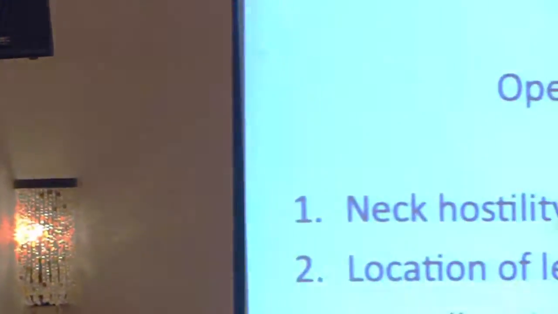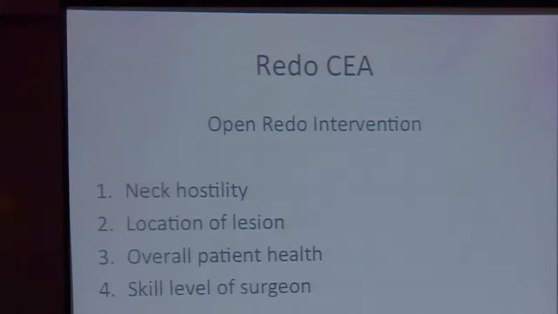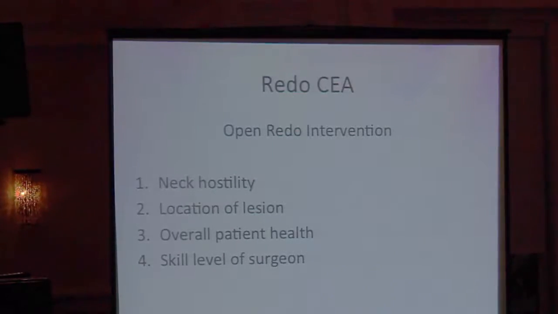The reason that people are afraid to do a redo operation is that we consider the neck on a redo operation to be hostile. In other words, there's scar tissue in there. It's harder to identify the nerve structures. We also have to consider the location of the lesion. Is it a very distal problem up above areas that are easy to get to in the neck? We also have to evaluate the overall health of the patient, and of course the most important is the skill level of the surgeon.